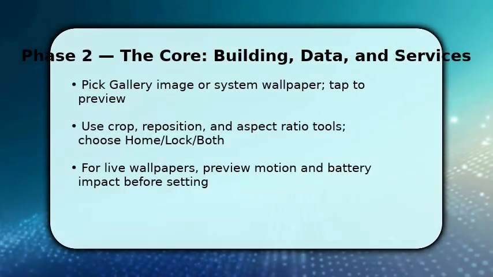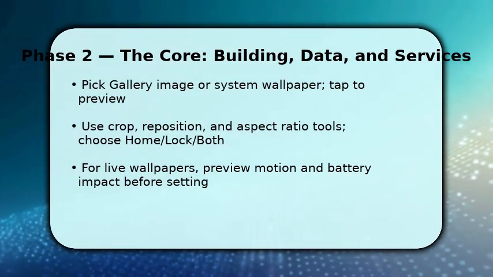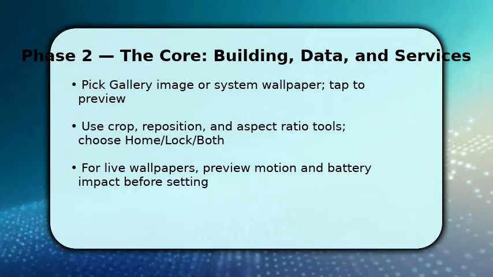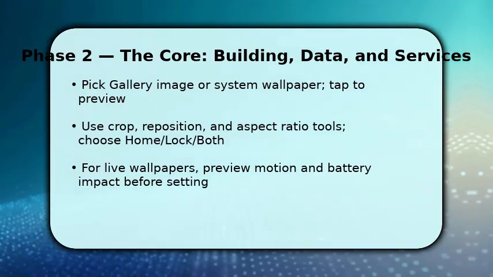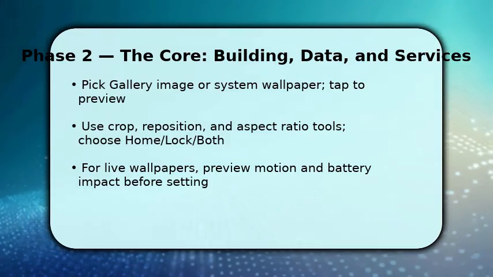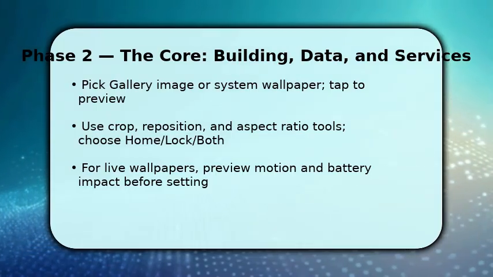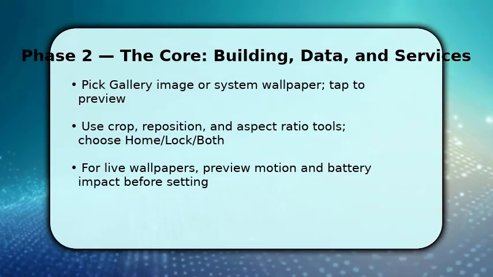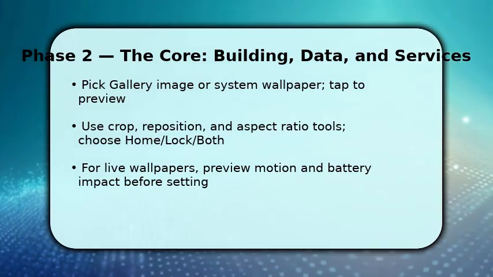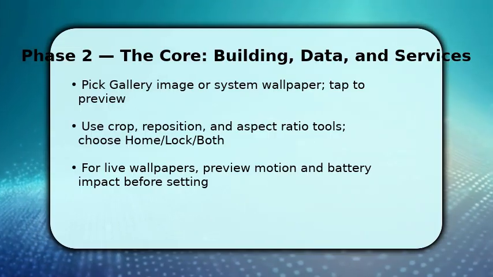You now select the image or wallpaper you want and tap to preview it. Pay attention to composition, because mobile crops can cut off important areas. Once selected, use the crop and reposition tools to fit the 16:9 or other aspect ratio, and pick whether to apply it to home, lock, or both screens.